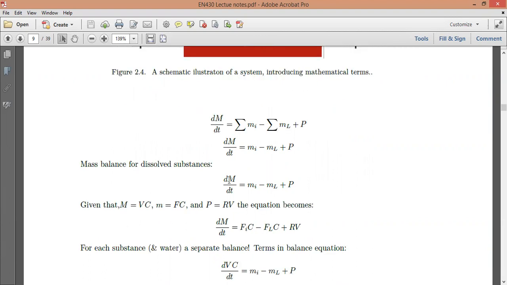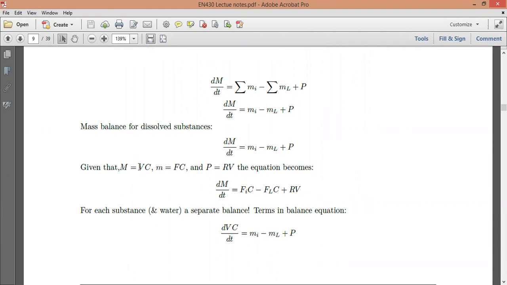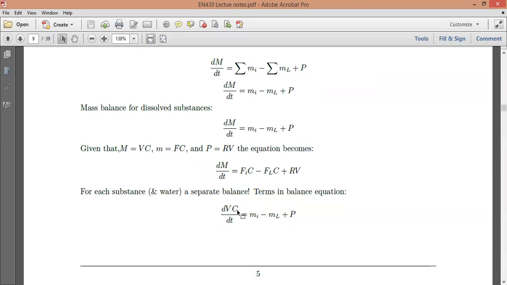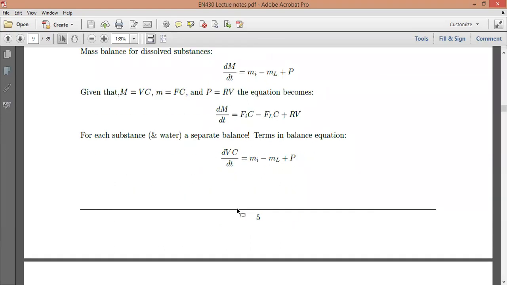Then the mass balance for dissolved substances also equally applies: Mi minus Ml plus P. Now from our known relations, mass is equal to Vc, M is equal to Fc, and P is equal to RV, so this equation will form this way. This is volumetric flow multiplied by concentration, and this is volume multiplied by concentration for mass. So we have FIC minus FLC plus RV. This will be more clear as we begin to solve our questions. It may not make sense right now, but you will see later in an example how exactly we apply this.